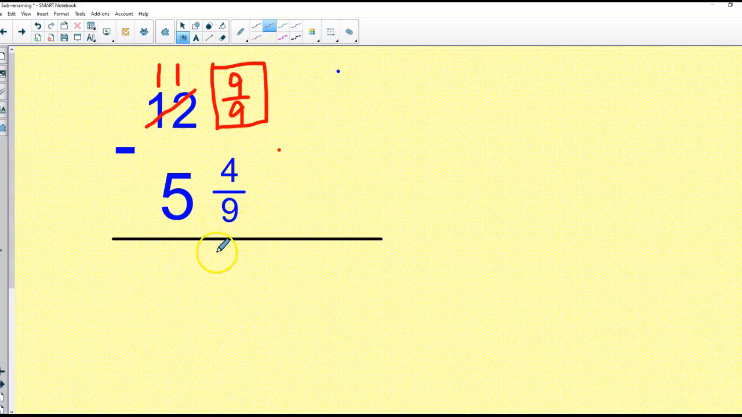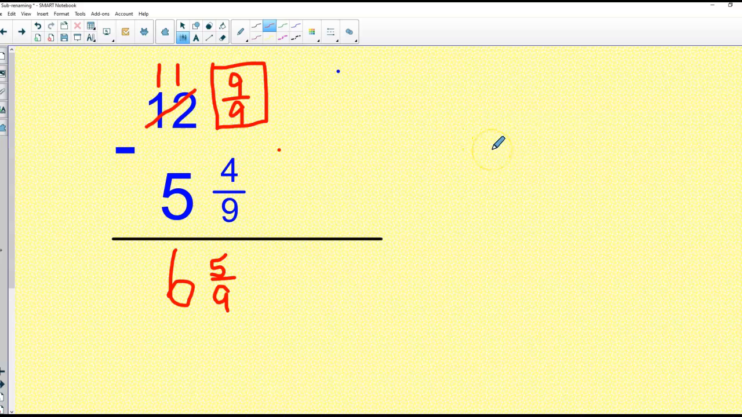And we can subtract. So my whole numbers, 11 minus 5 is 6. My bottom number of 9 stays. And then if you subtract your numerators, 9 minus 4 is 5. So let's check. Well, it's not improper, and I can't reduce it. So that's my final answer. This is another version of renaming, where we borrowed 1 and filled in 1 whole here.